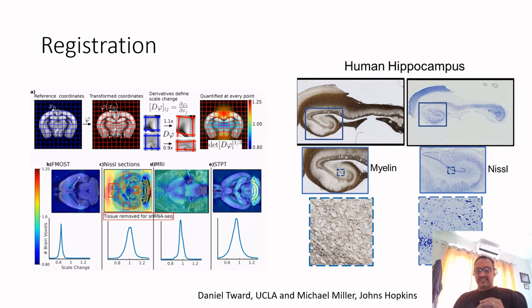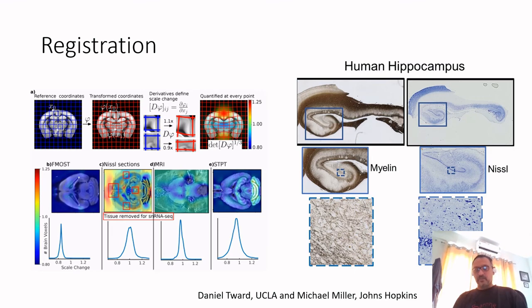And here is a registration technique that we have been developing, which basically allows us to do all these registrations, right? This is developed by Associate Professor Daniel Tward and Professor Michael Miller. Daniel used to be at Johns Hopkins, but with Mike, now Daniel is faculty at UCLA.